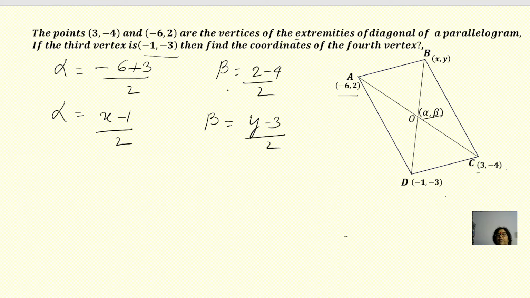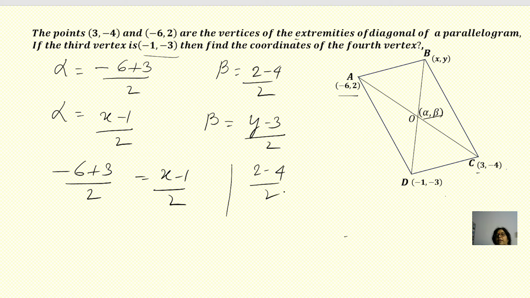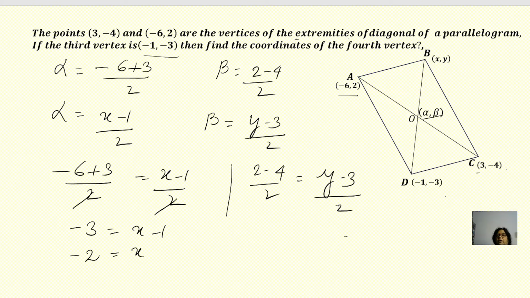So now, because alpha and beta are the same points, we can equate the values. So we get here (-6 + 3)/2 is equal to (x - 1)/2. And for beta, we can write (2 - 4)/2 is equal to (y - 3)/2. So this 2 and 2 get cancelled. We are left here with -3 is equal to x - 1. So x is equal to -2. And this 2 and 2 get cancelled. So -2 is y - 3. So y is equal to +1. So the coordinates of the vertex B are (-2, 1).